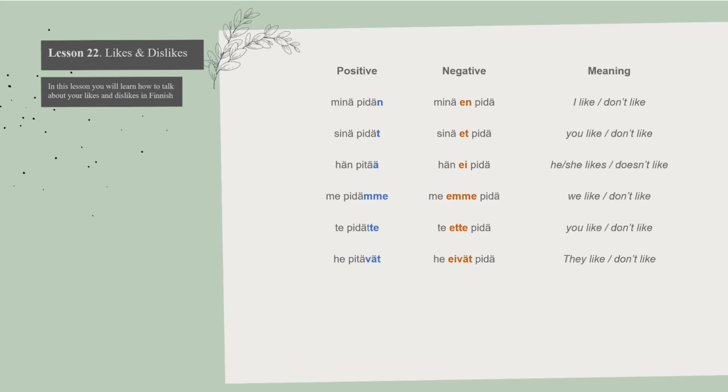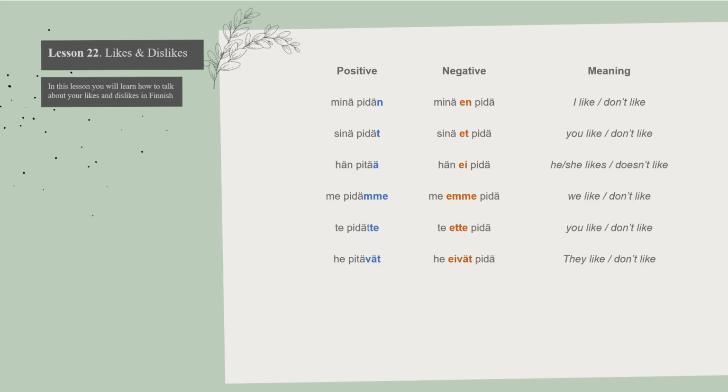Minä pidän. I like. Minä en pidä. I don't like. Sinä pidät. You like. Sinä et pidä. You don't like. Hän pitää. He likes. She likes. Hän ei pidä. He doesn't like. She doesn't like.